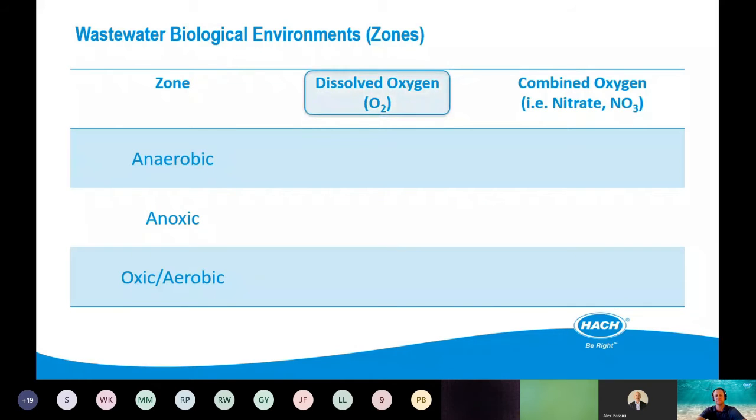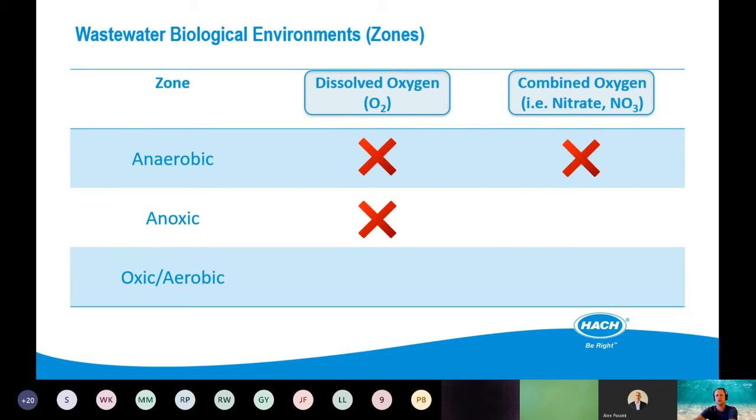And so when we're talking about dissolved oxygen and combined oxygen as they relate to an anaerobic zone, dissolved oxygen is not present in an anaerobic zone. It shouldn't be. Combined oxygen also should not be present in a true anaerobic zone. Now, in our wastewater treatment plants, sometimes this is very difficult with return streams, such as RAS, return activated sludge from a secondary clarifier, which can have nitrates. But hopefully we're anaerobic in the true sense.